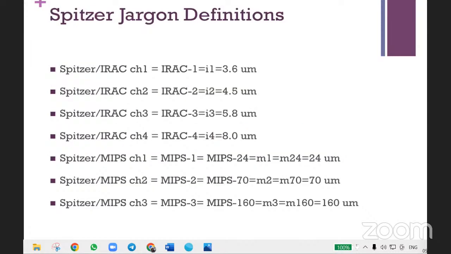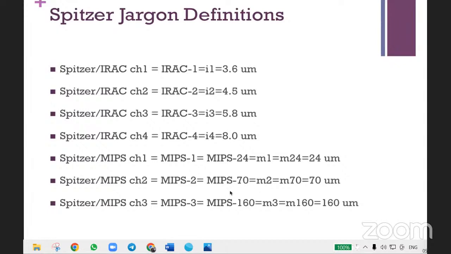For Spitzer, it follows the same sort of pattern. IRAC has four channels, channel 1, 2, 3, and 4. IRAC 1, I1 is 3.6 microns. IRAC 2, I2 is 4.5 microns. IRAC 3, I3 is 5.8 microns. IRAC 4, I4 is 8 microns. Then there's MIPS. Spitzer MIPS channel 1 is 24 microns, channel 2 is 70 microns, channel 3 is 160 microns.